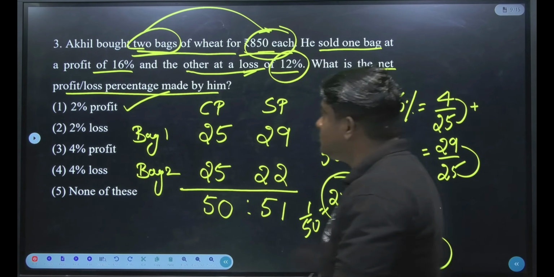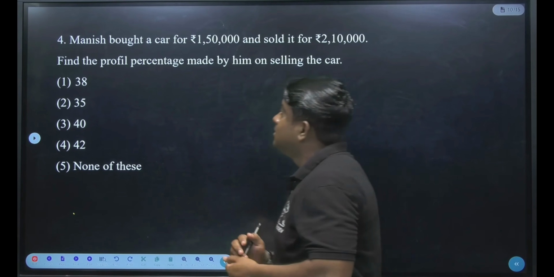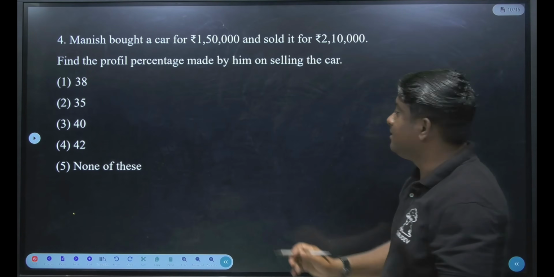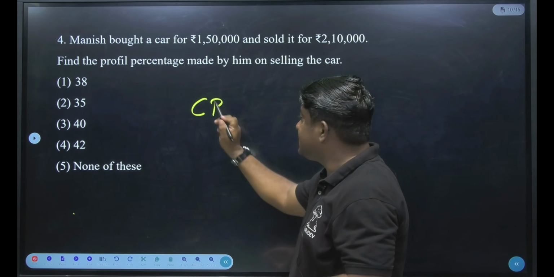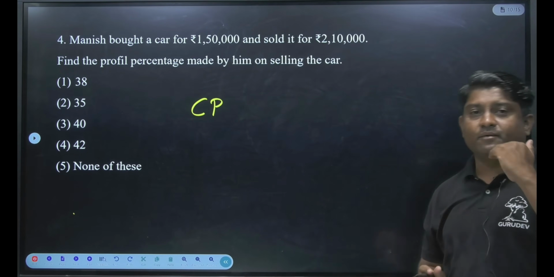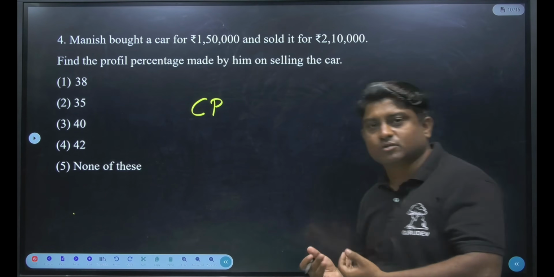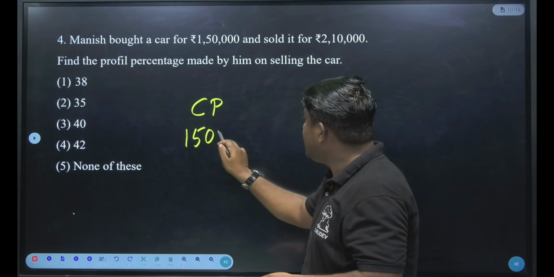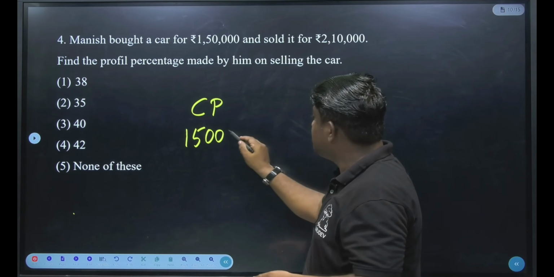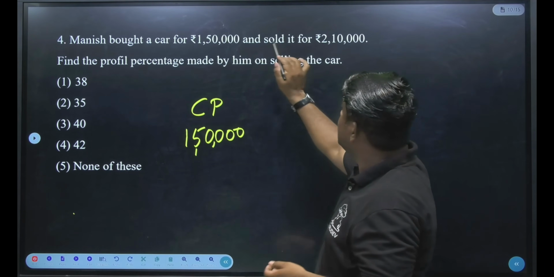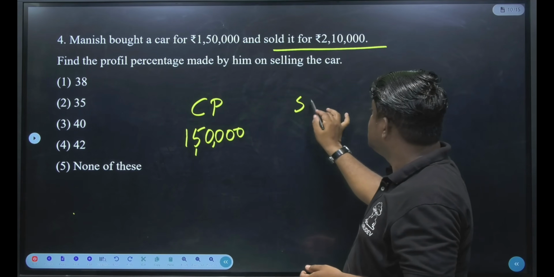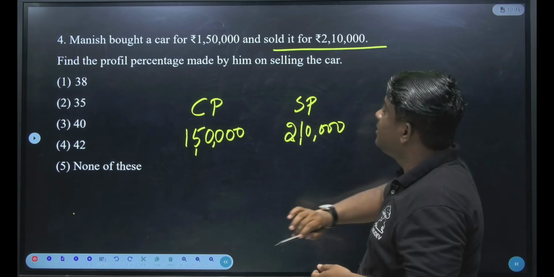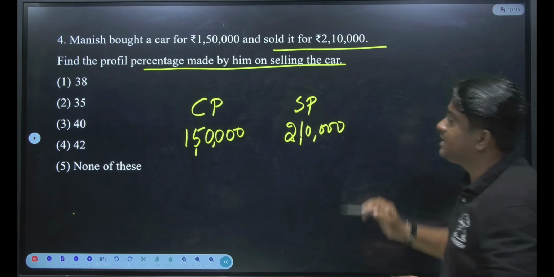Okay, fine. Question number 4. Manish bought a car for 1,50,000 rupees. As I said in the previous question, whenever the word bought is mentioned in the question, it is nothing but the cost price. For how many rupees he bought? 1,50,000 rupees. Very good. And sold it for 2,10,000 rupees. Find the profit percentage made by him on selling the car.